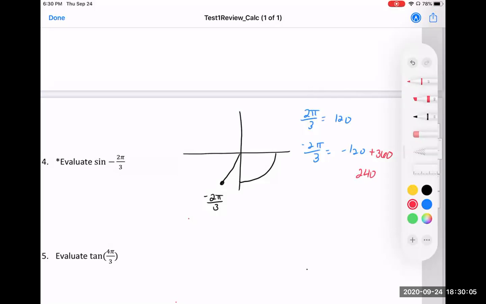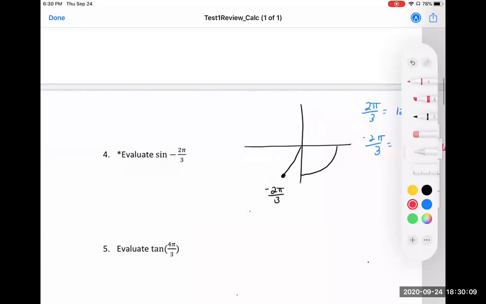So then you can say, what is sine at 240? It's negative square root of 3 over 2. This point right here is negative 1/2, negative square root of 3 over 2. Sine is your y. So my answer is negative square root of 3 over 2. Thank you so much. I totally had a dyslexic moment. Someone asked if it doesn't matter if it's radians or degrees.